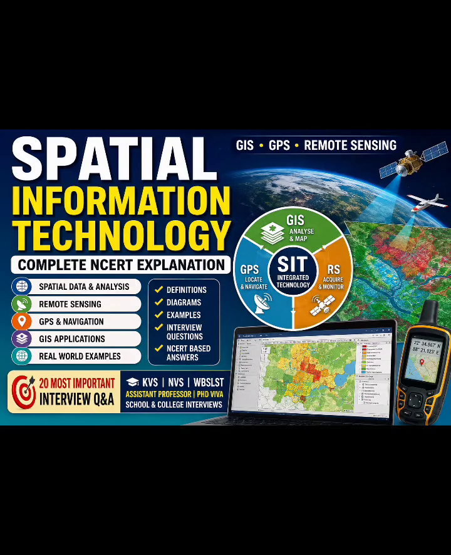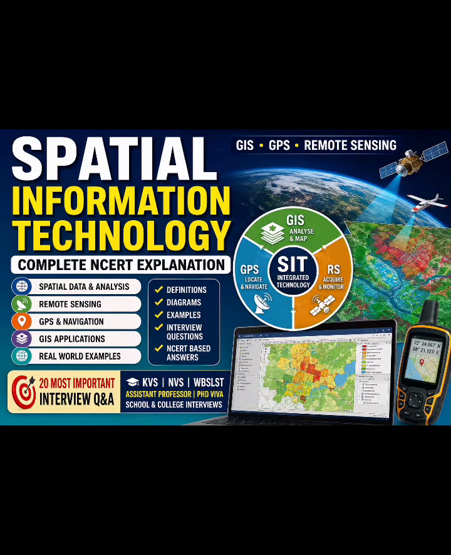Next question, differentiate between GIS, GPS and remote sensing. So GIS is used to store, analyze and display spatial data. GPS is used to determine the exact geographic location of an object, and remote sensing is used to collect information about Earth's surface without direct contact through satellite or airborne sensors. These three technologies complement one another and together form the foundation of spatial information technology.